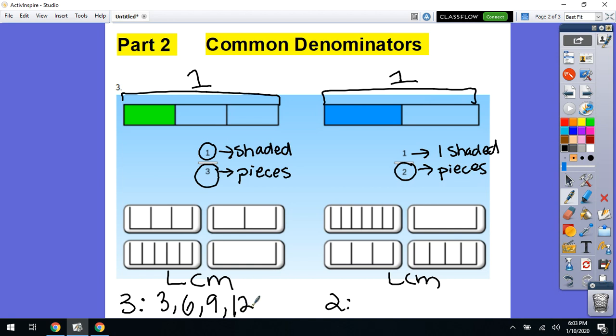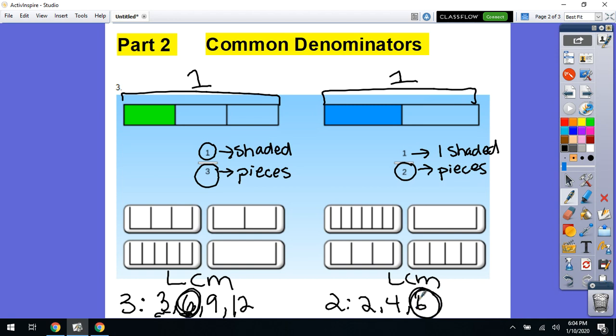Now we're going to move to our multiples for 2. I got that one from last time. I know my 2s. I'll start with 2, 4, 6. Do I have to go farther? Do you see a match here? I think I do, because look, there's a 6 here, and I see a 6 here.